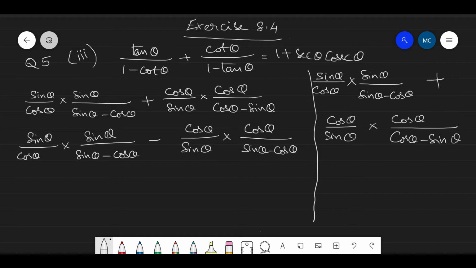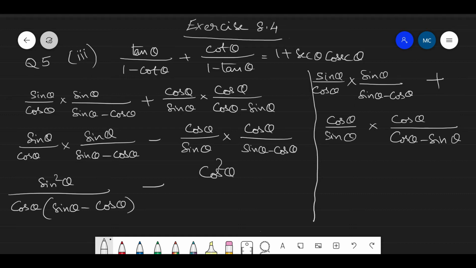Now the next step will be sin square theta by cos theta into sin theta minus cos theta minus cos square theta by sin theta into sin theta minus cos theta. If you observe carefully, now both the denominators are having the same term common. What is that? Sin theta minus cos theta.